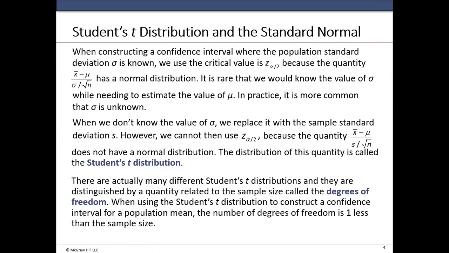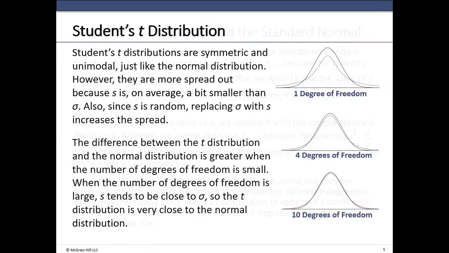There are actually many different students' T distributions, and they're distinguished by a quantity related to the sample size called the degrees of freedom. When using students' T distribution to construct a confidence interval for a population mean, the number of degrees of freedom is 1 less than the sample size. Point to note, each T distribution is characterized by a degree of freedom. What is a degree of freedom? Sometimes called DF, it is sample size minus 1, or n minus 1.